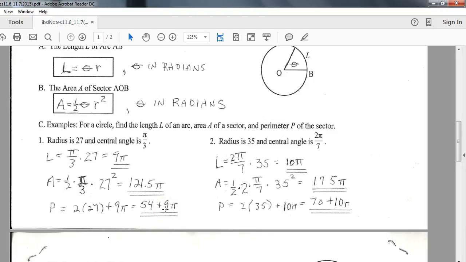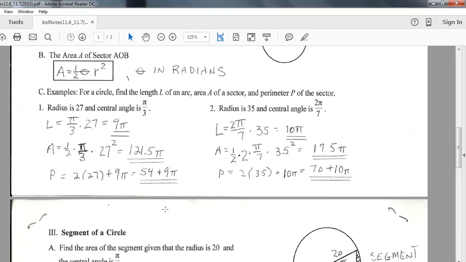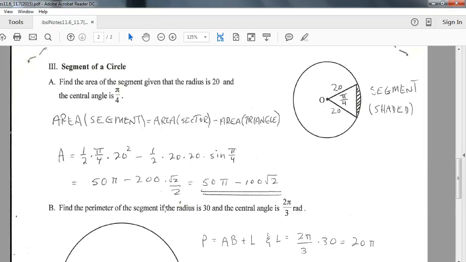Give this one a try on number 2. It's the exact same type of problem, just another rep on that. Moving on down here to the last part.